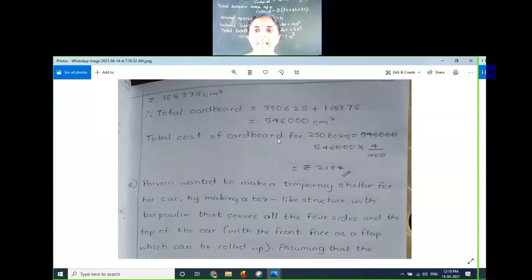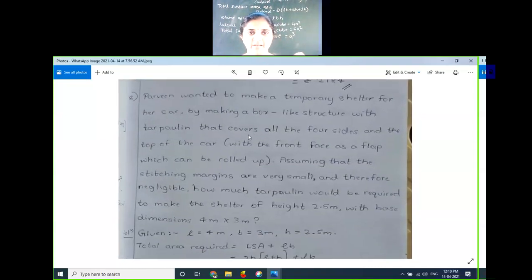Yes. And the last problem, we will just glance at this problem, because I have got the meeting warning. See, Parveen wanted to make a temporary shelter for her car by making a box-like structure with a tarpaulin that covers all the 4 sides and the top of the car. Okay, you have got the idea now? 4 sides and only the top, not the base tarpaulin.